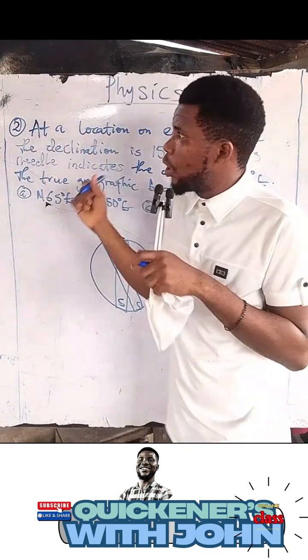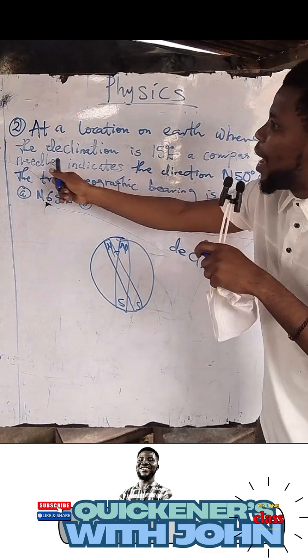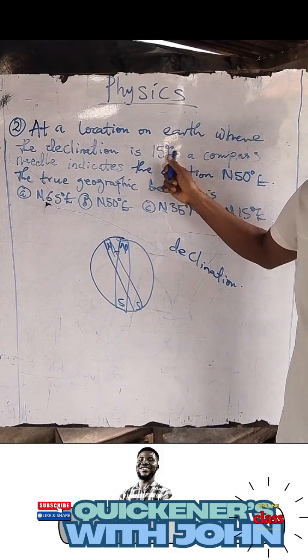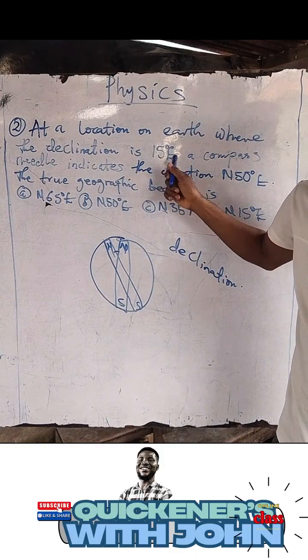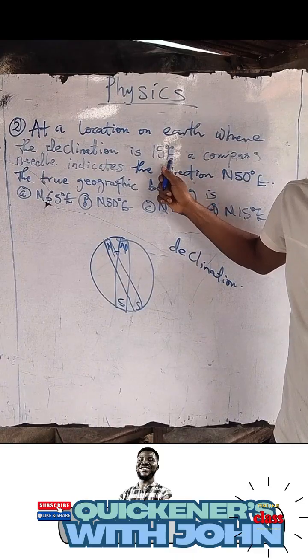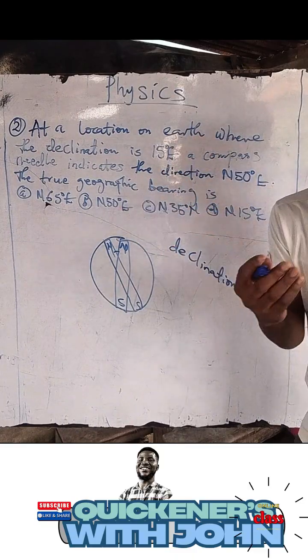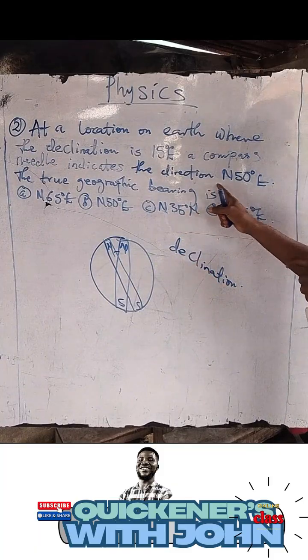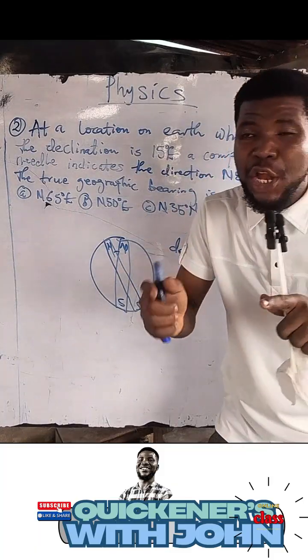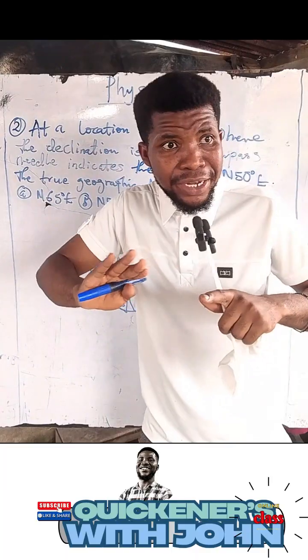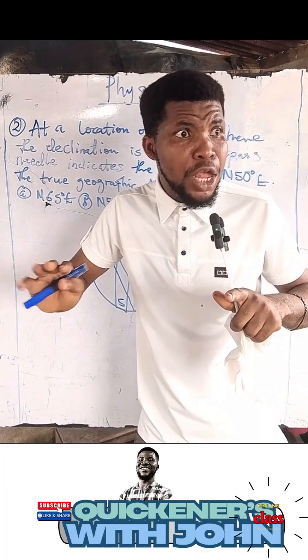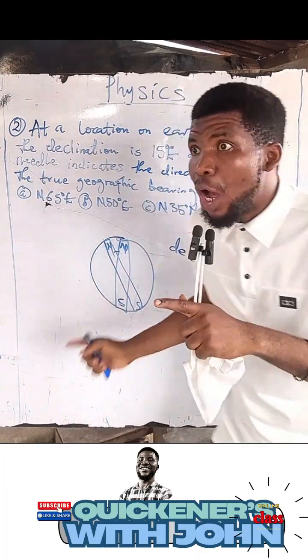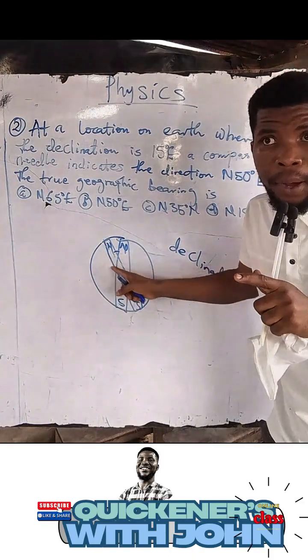Are you with me now? So let's look at the question. It says at the location of the Earth where the declination is 15 degrees, what is the needle reading? What's the magnetic needle or the compass reading? The reading of the compass is 50.